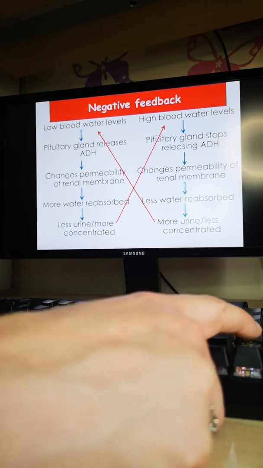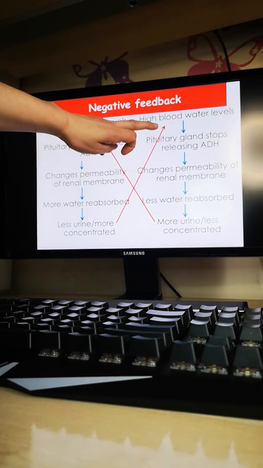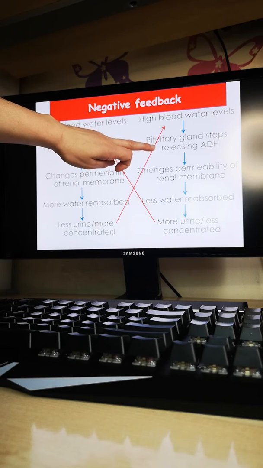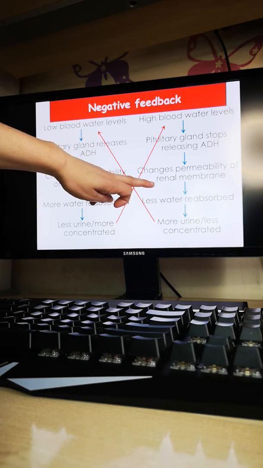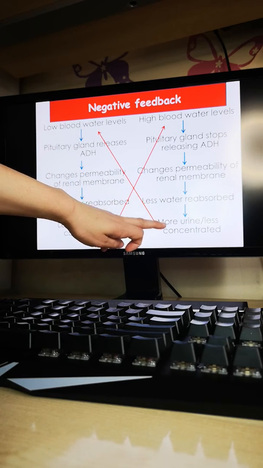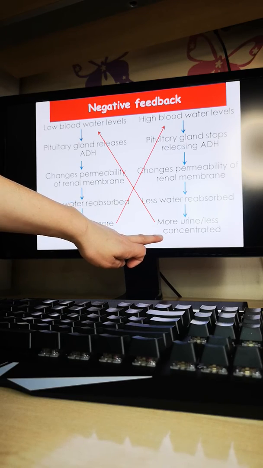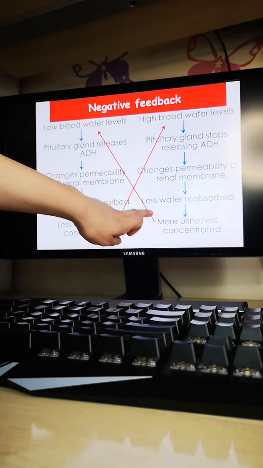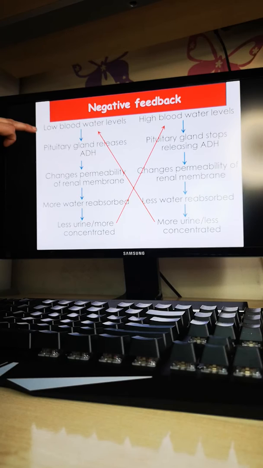And that will mean that we move to the pituitary gland stopping the release of ADH. You'll get a reduction in permeability of the membrane, less water reabsorbed, and more urine, which is less concentrated. That, of course, will then mean that the blood water levels go lower again. So, and it continues and continues in that cycle, maintaining the correct water potential in the blood.